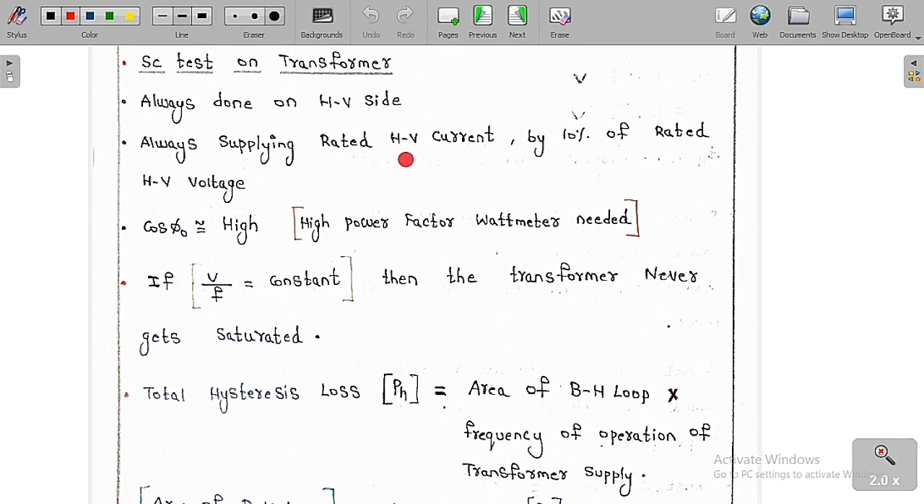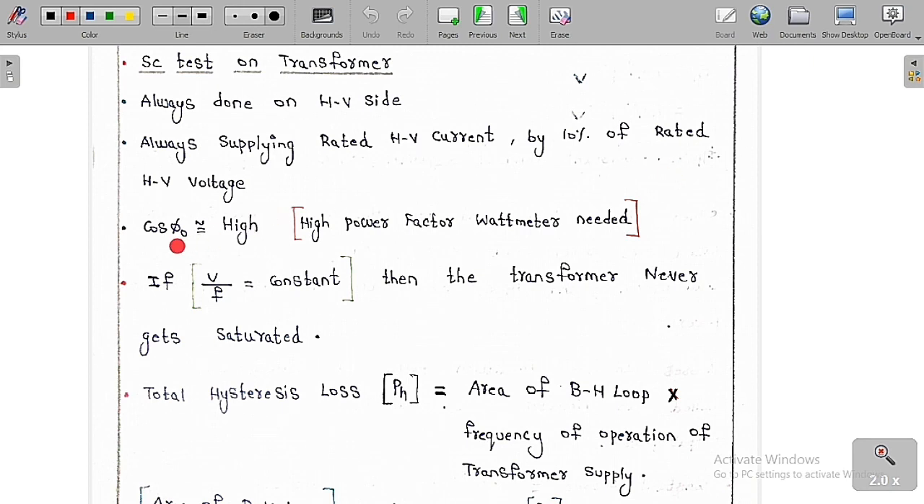So we prefer to give the supply on the HV side, because the rated current is very low there, and we short circuit the LV side. Therefore it is always done on the HV side. We apply the rated HV current using only 10% of the rated HV voltage, because we are short circuiting the LV side. So by using only 10% of the rated HV voltage, we get the rated HV current.